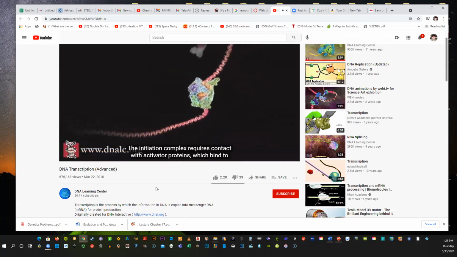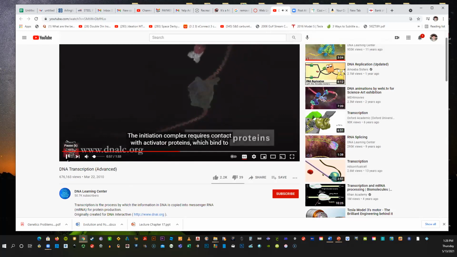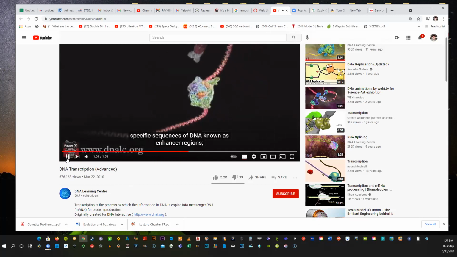The initiation complex requires contact with activator proteins, which bind to specific sequences of DNA known as enhancer regions. So we didn't talk about enhancers, but enhancers bind transcription factors that may be required to start transcription. What's cool about this is that these things can be thousands of nucleotides away on the DNA. But remember, DNA is like a shoelace, so it can bend.